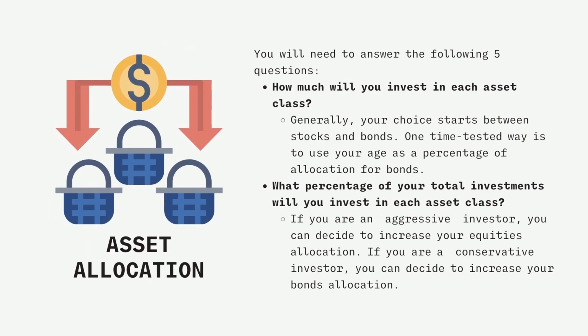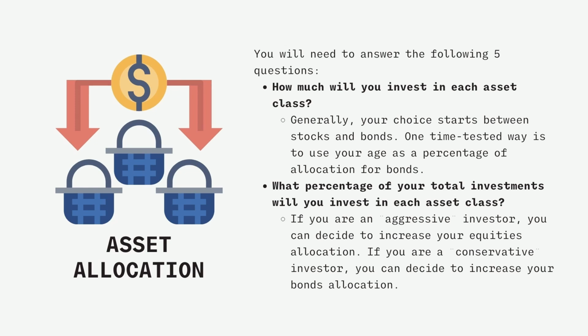Asset allocation. Asset allocation is the process of determining how much you will invest in each specific asset class in your portfolio. The research of Ibbotson and Kaplan has shown that the decision of how to allocate your assets is the most important factor affecting your portfolio's performance. And in your investment plan, you should be answering the following 5 questions. One is, how much will you invest in each asset class? Generally, your choice starts between stocks and bonds.